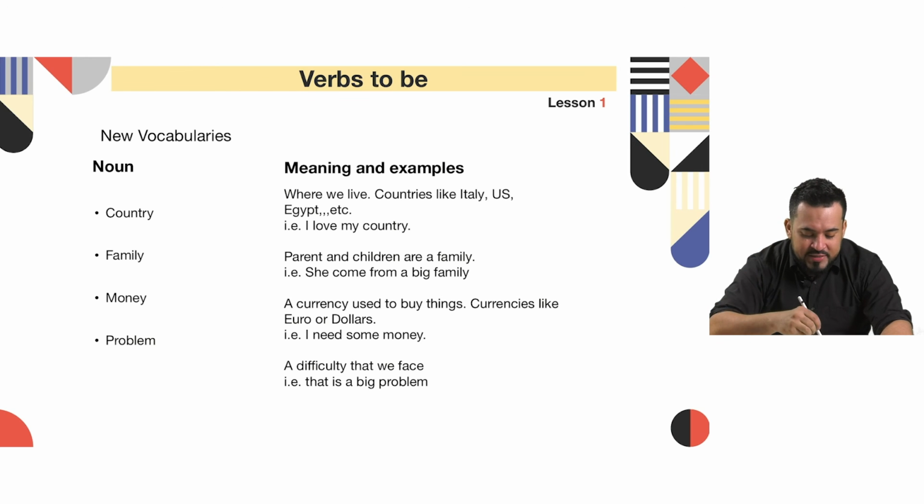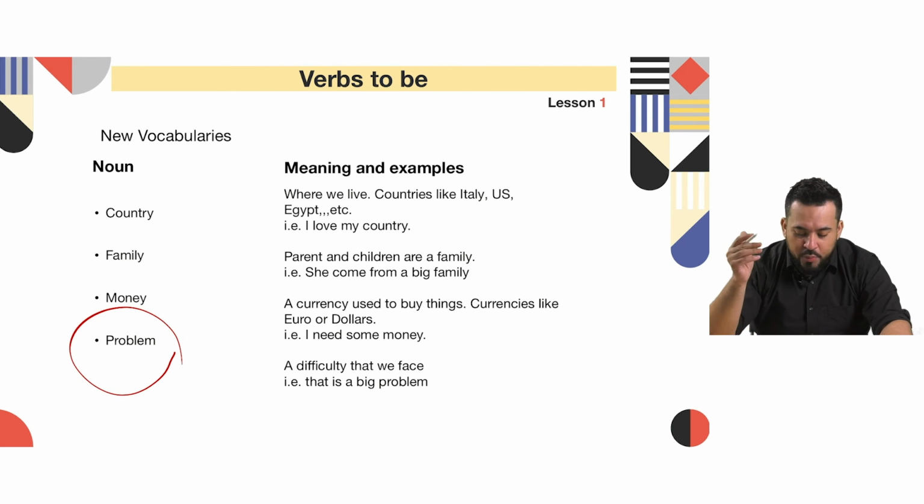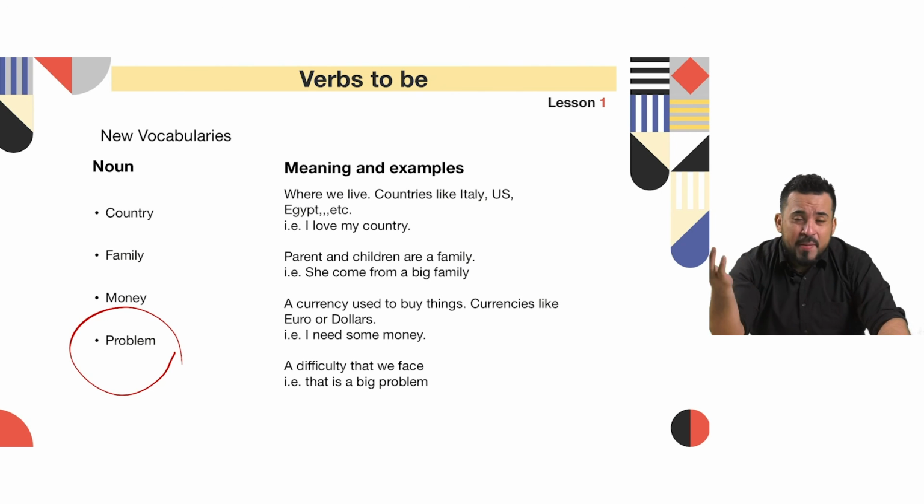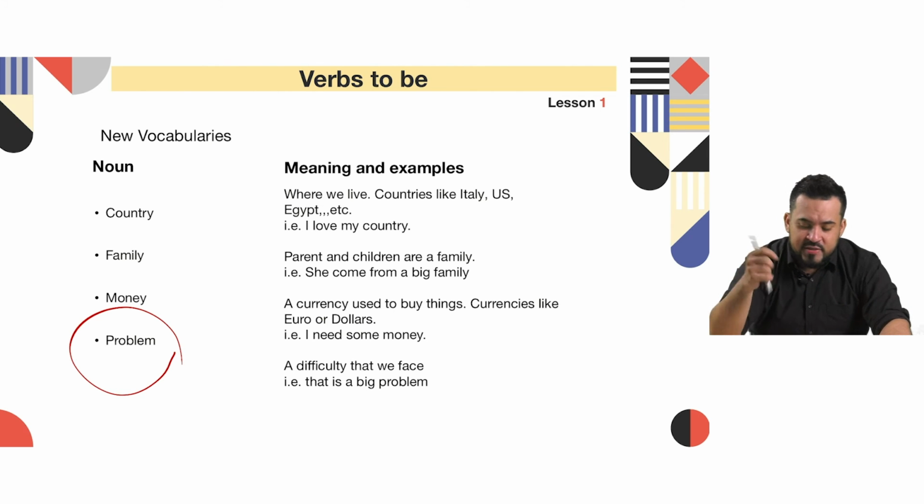All right, what is a problem? A problem means a difficulty that you face. When you say that is a big problem, it means that's so difficult to overcome. That's a big problem.